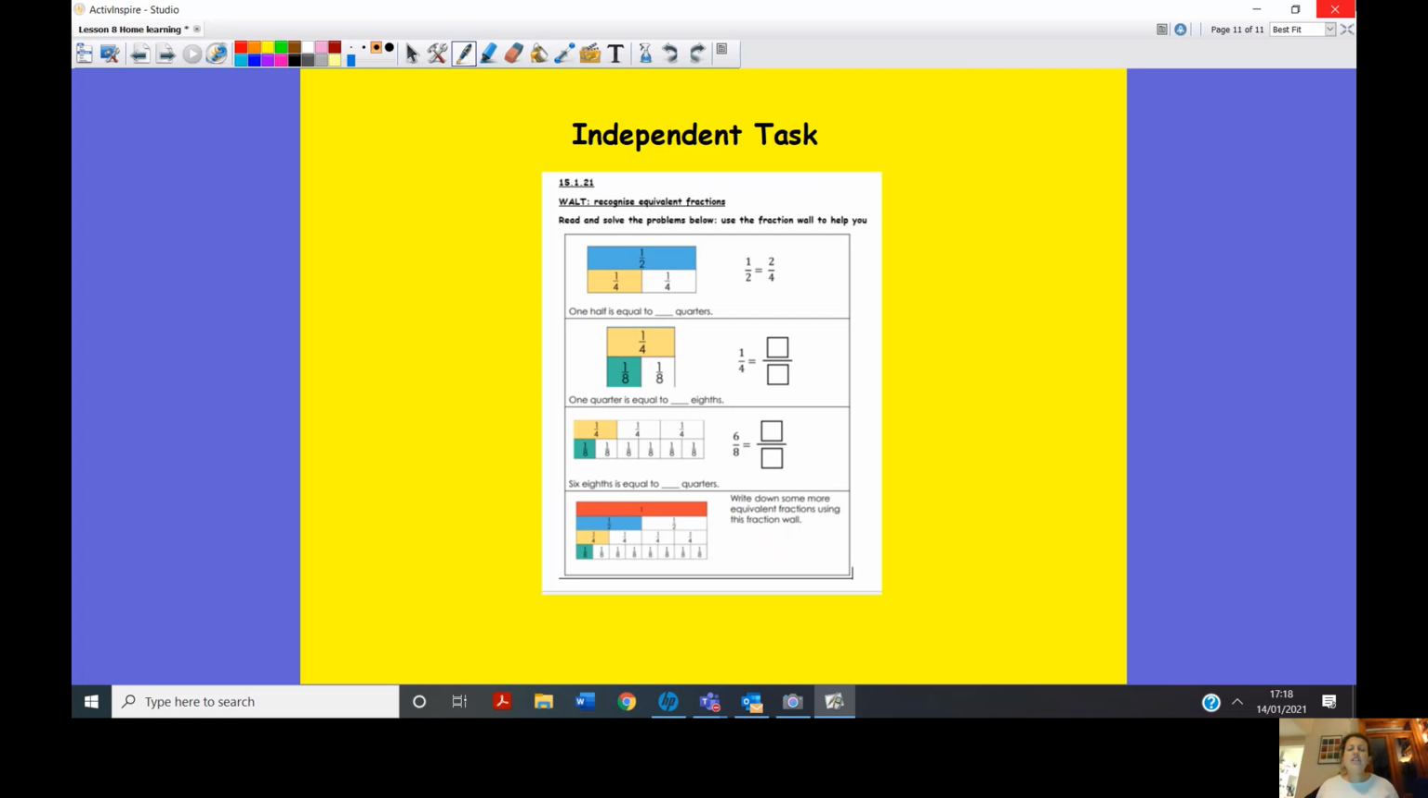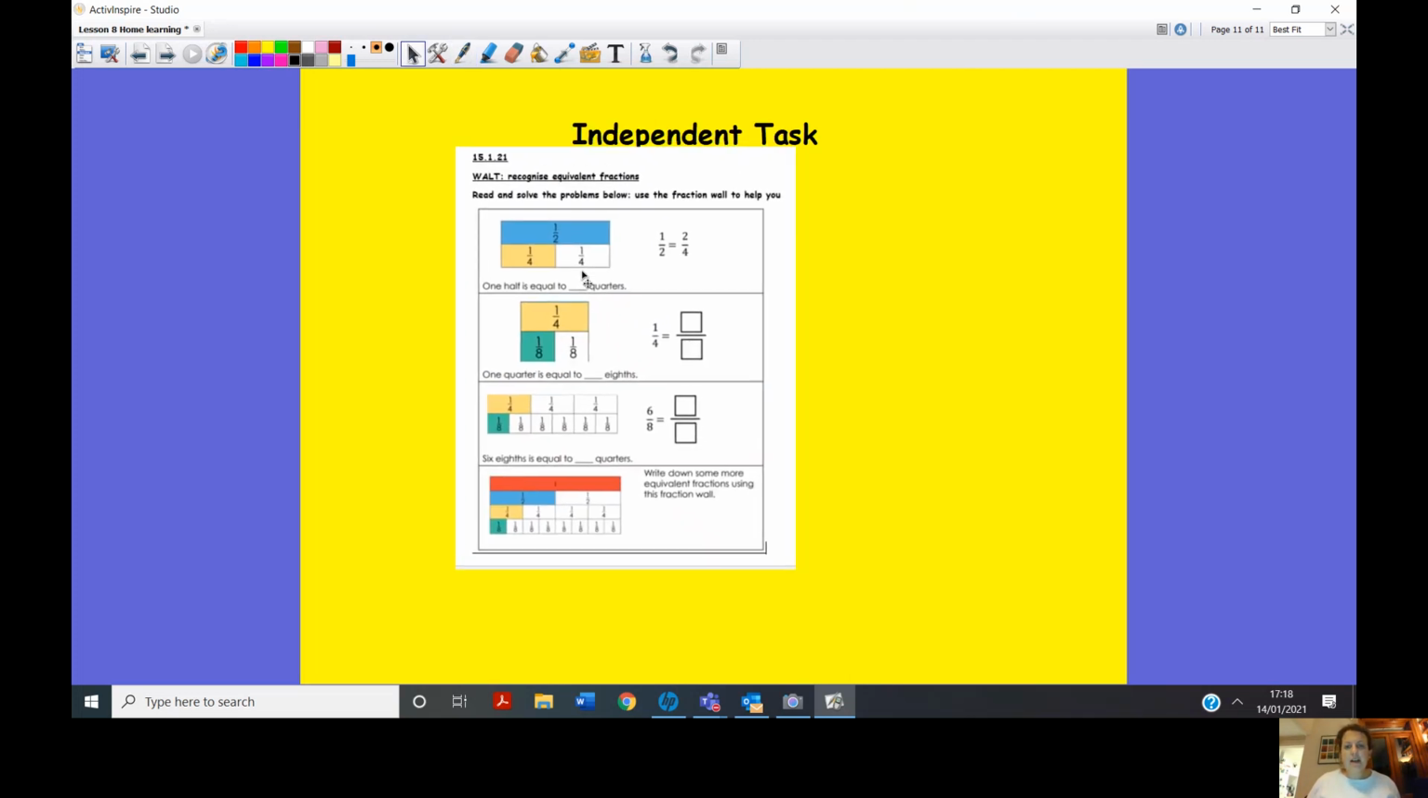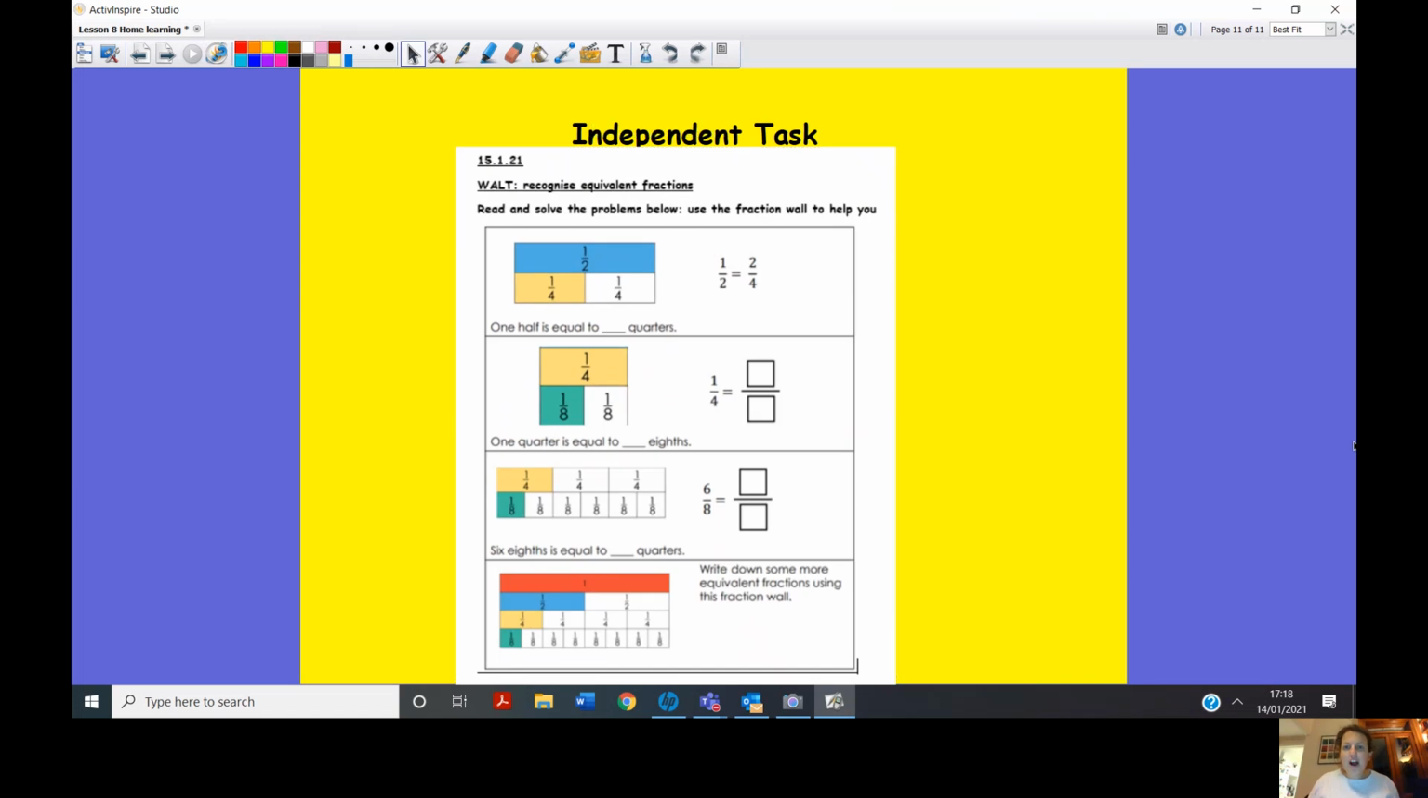So, your independent task. Let's just make this a little bit bigger for you all to see before I set you off onto your work. You are going to be looking at these different images of a fraction wall and just completing the boxes. It's going to be a really good way of reinforcing how the larger the denominator, the smaller the fraction, because you're going to see this so much on these fraction walls. There's a challenge for you.